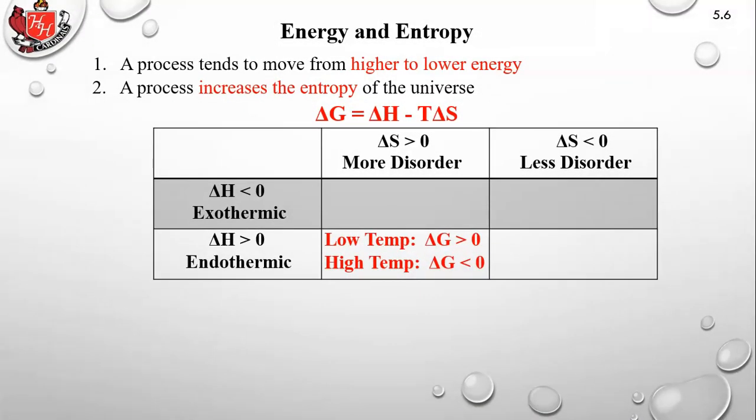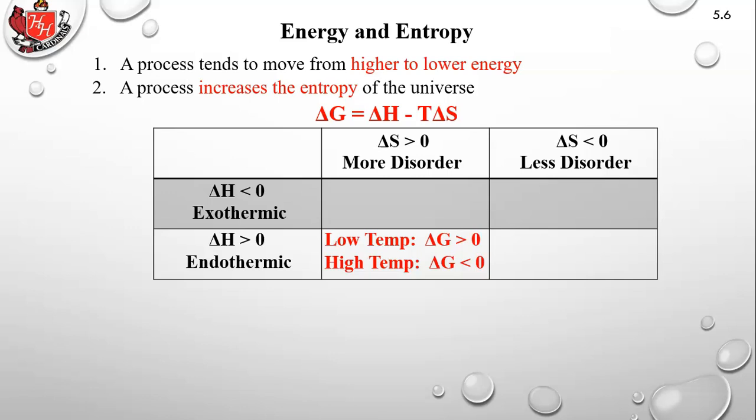And then the last situation. Now we have entropy increasing. That's more disorder. That's what nature wants. But we have heat going into the reaction. That's not what nature wants. Heat doesn't naturally go into a reaction. So what is that? That is ice melting into water, liquid water. It becomes more disorderly, and you have to put heat in to make ice melt into liquid water.